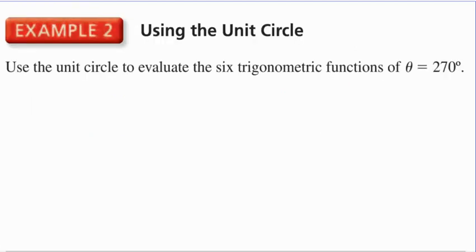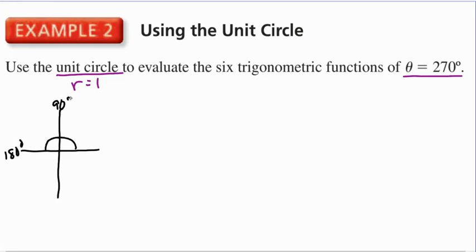Okay, this time let's use the unit circle. So unit circle means that the radius is equal to 1, to evaluate the 6 trigonometric functions for this angle, theta equals 270 degrees. Okay, so if I sketch that angle, 270 is like going around 90 degrees, another 90 degrees for 180 degrees, and then another 90 degrees, putting us at 270 degrees. So it's going to be this angle that terminates right here on the negative y-axis.